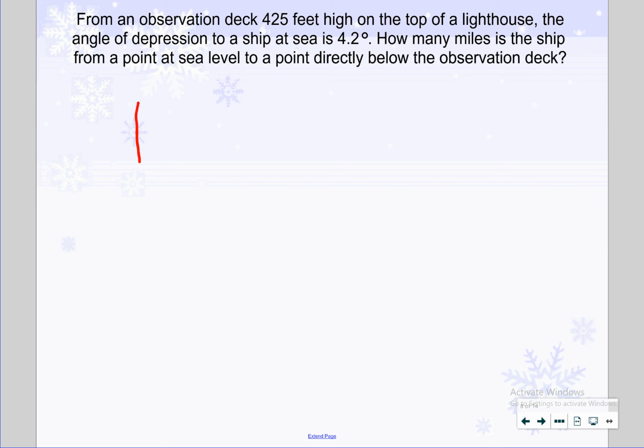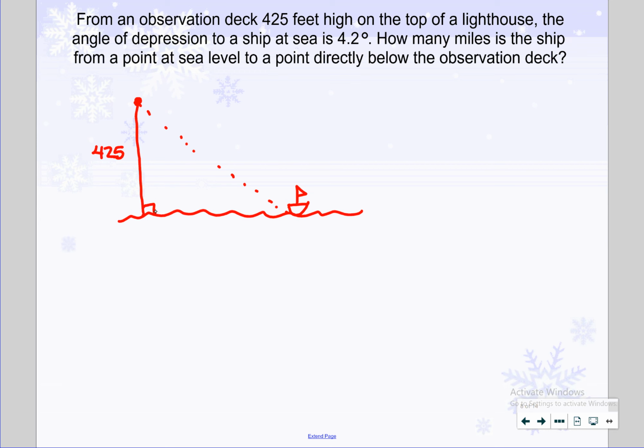We have a lighthouse, and we are going to assume that anything sticking out of the ground is making a 90-degree angle with the ground, unless it's like the Leaning Tower of Pisa, and they would tell you otherwise. Okay, so here's, I guess, the little island and the ocean. It is 425 feet high. That's my observation deck. And then at the top of my observation deck, I look down to a ship at sea. There's my ship. So there's my line of sight. There's my 90-degree angle, my lighthouse sticking out of the ground.